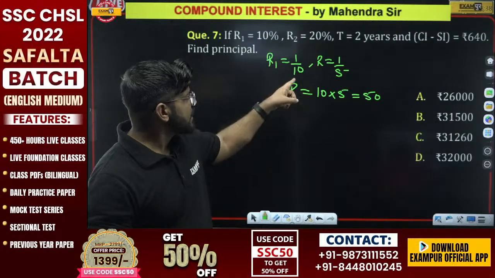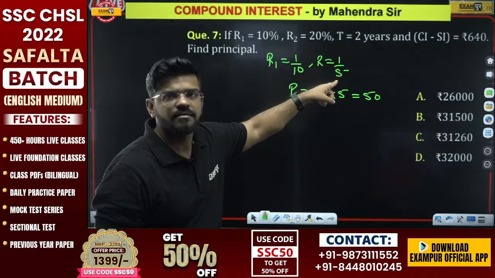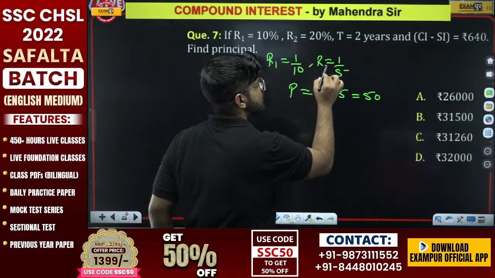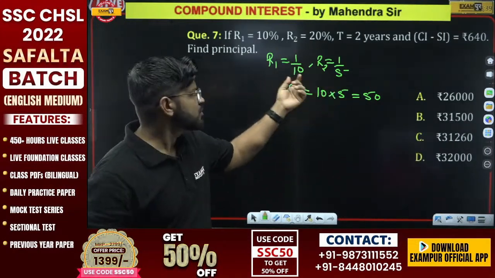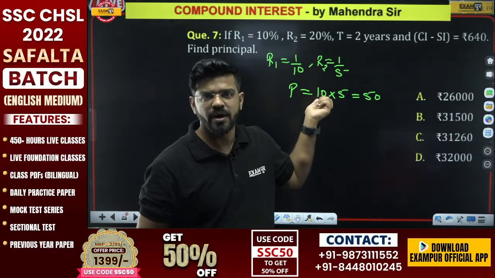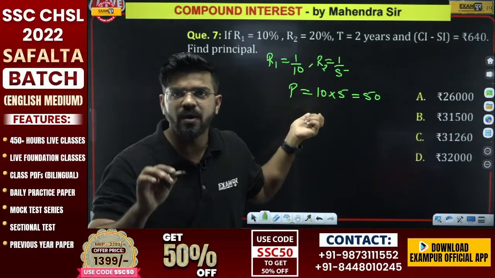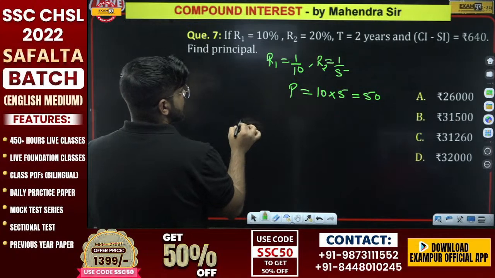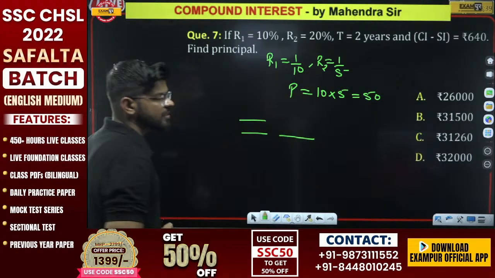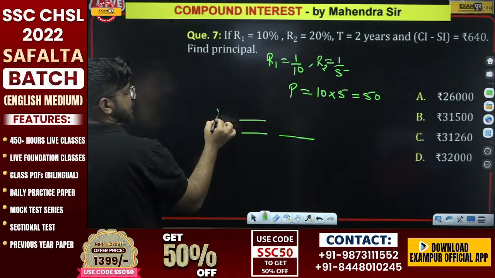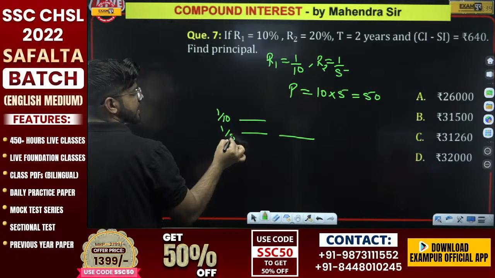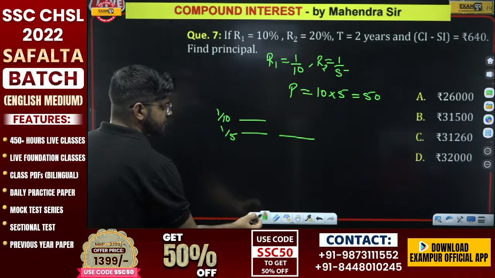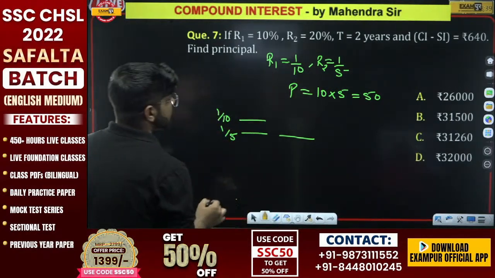Earlier it was 10 and 10 for both years. For R1 and R2 both years it was 1 by 10 and 1 by 10 only. So 10 into 10 is nothing but 10 square. That's why I made a square there. So it is 50. Now for the first year I am going to use R as 1 by 10. For the second year I am going to use R as 1 by 5. Now let's solve the question.